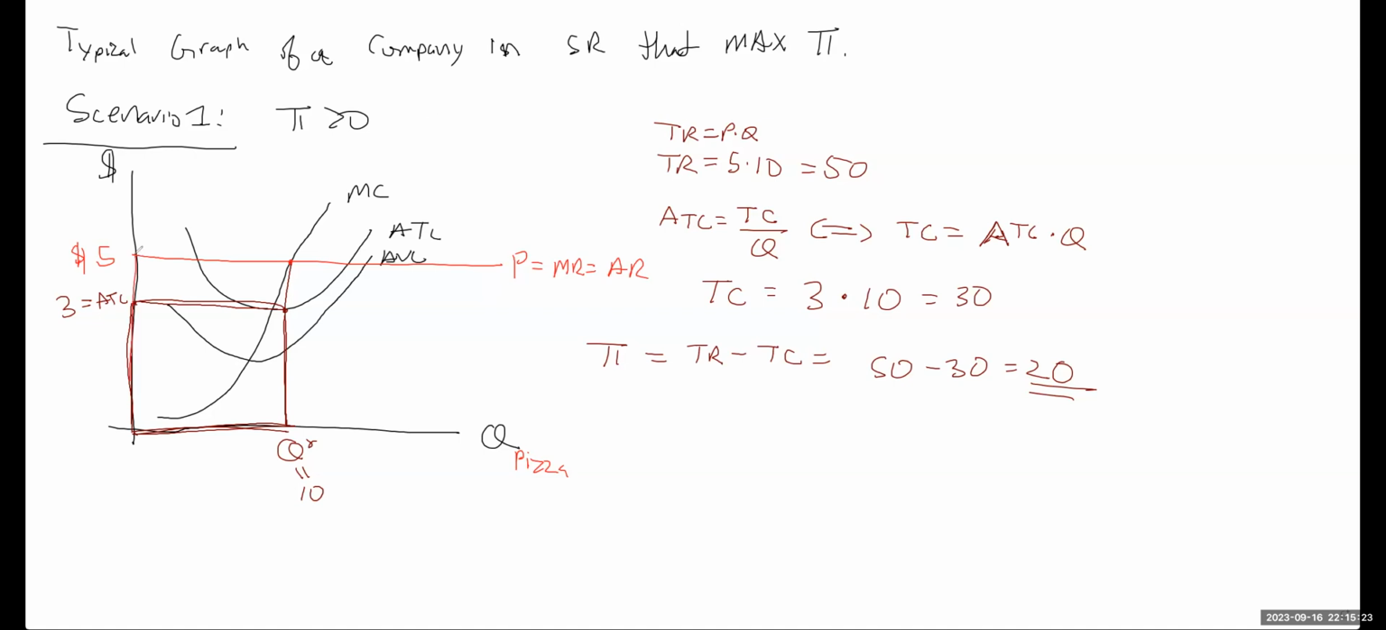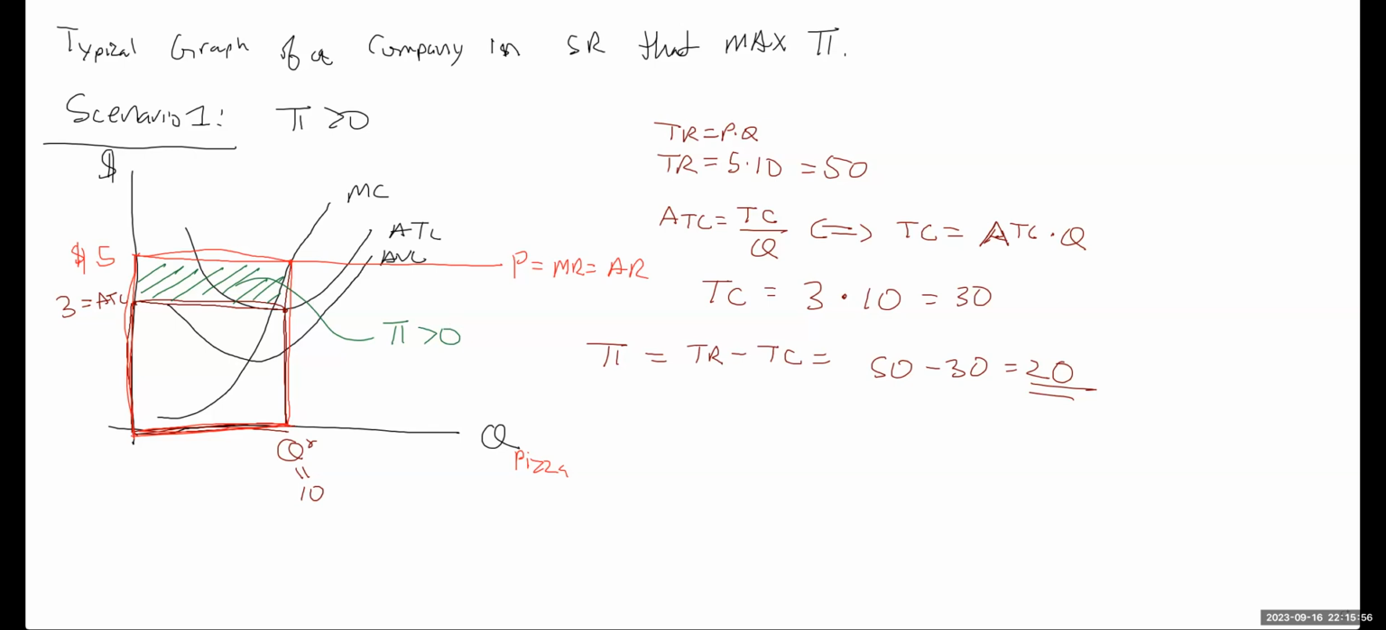This vertical distance right here is 5. This horizontal distance is 10. So the area of this red box is total revenue. The difference of these two right here, that is profit. In this case, total revenue, the red box, is bigger than total cost, the red-brown box. We have profit greater than 0.